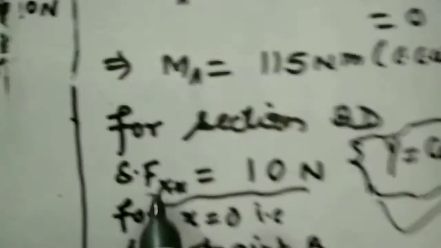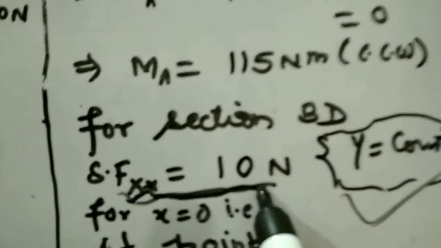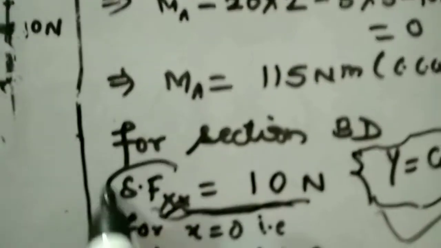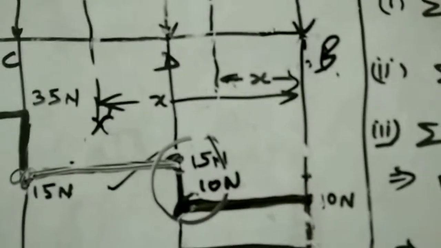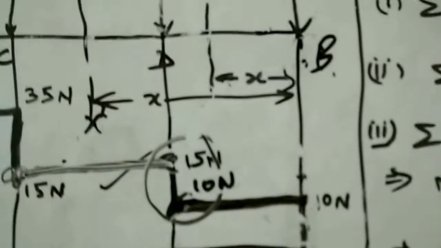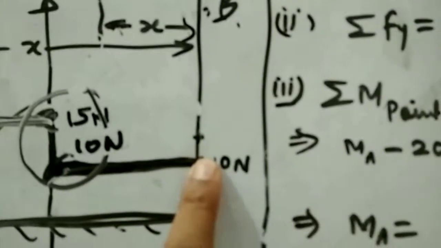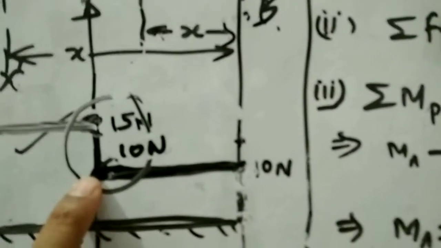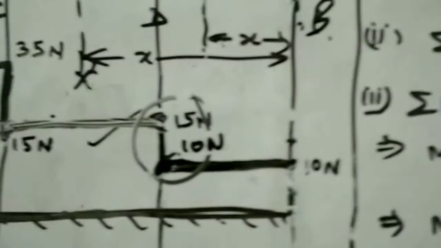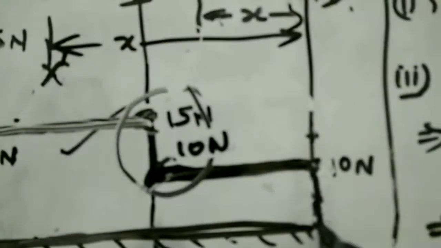And this equation, SF at section XX is 10, represents that the variation of shear force across the section BD is constant, that is independent of x. So we will connect the value of shear force at point B and point D by a line which is parallel to the reference axis, that is the x-axis.